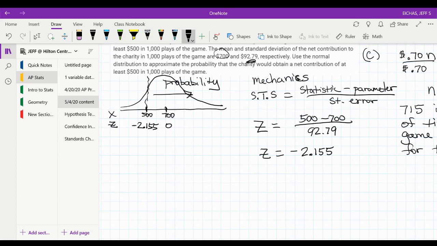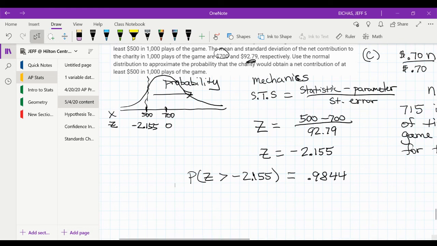Right? My calculator, when I typed into my calculator, I got the probability that Z is bigger, because you want to go that way, than negative 2.155. I'm getting 0.9844 in my calculator. Oh, I'm off by a little bit. Let me redo that one. I rounded wrong there. Let's do this.